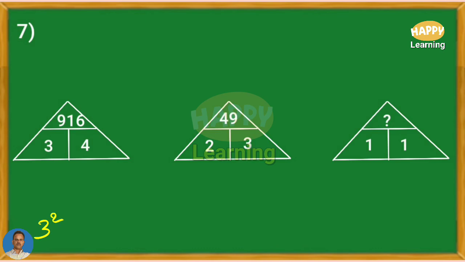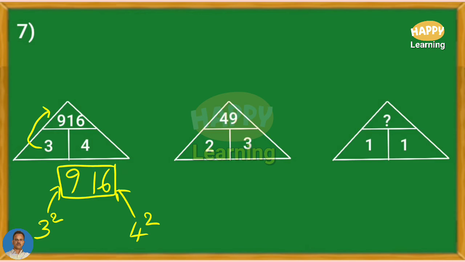3 square is equal to 9 and 4 square is equal to 16. Altogether 916. So the left hand side is the square of this number, right hand side is the square of this number. Whether this logic is correct or not, let us check in the second diagram.